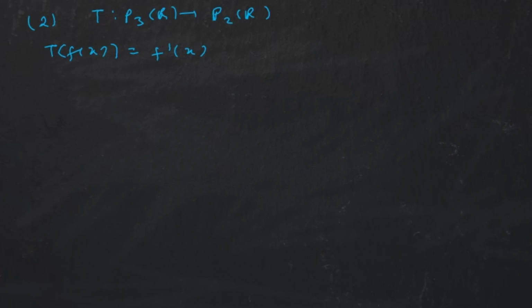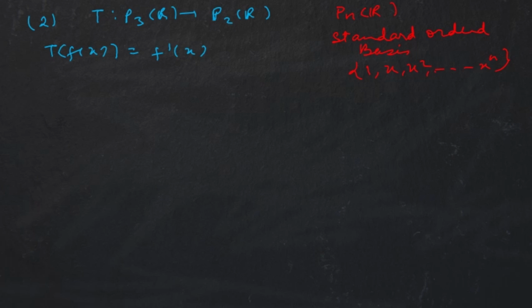So now we consider a linear transformation from P3(R) to P2(R). Note that for Pn(R), a standard ordered basis is given by 1, x, x squared, and so on, x^n. So we consider the mapping T as T(f(x)) goes to f'(x). That is the derivative of the polynomial f(x).